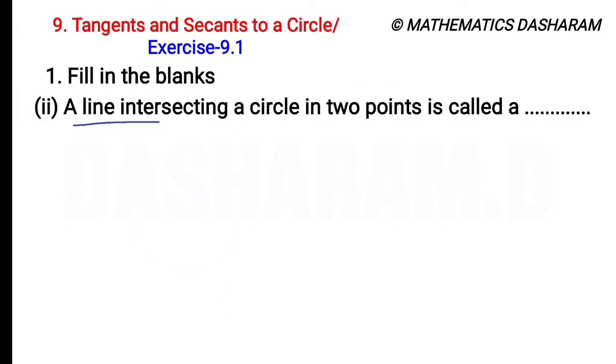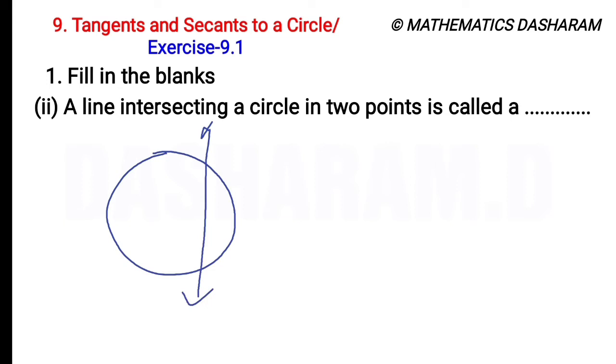Second question, a line intersecting a circle in 2 points is called a dash. So here is a circle, a line intersecting a circle at 2 points. It is called a secant. So the answer is secant.